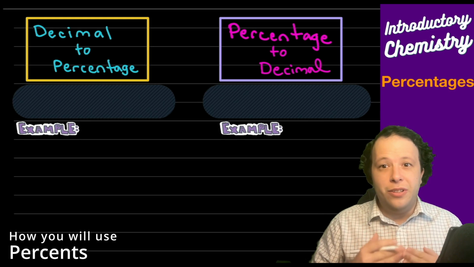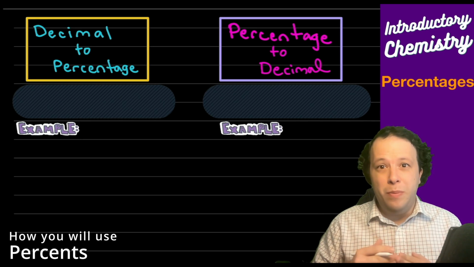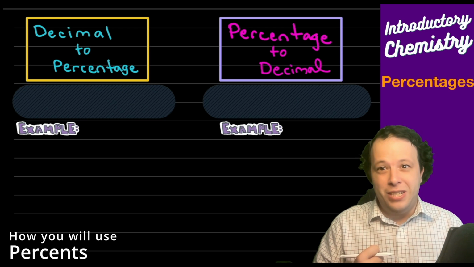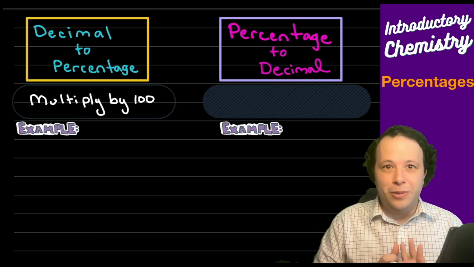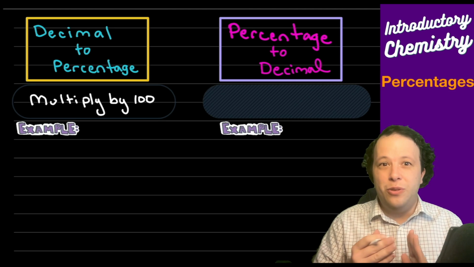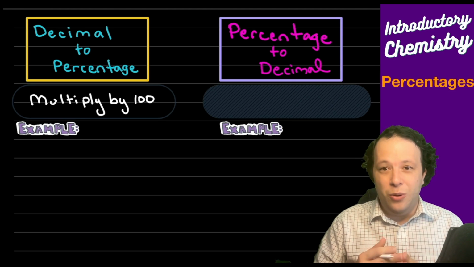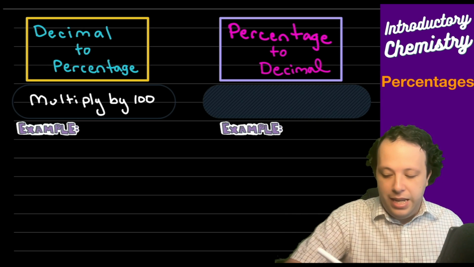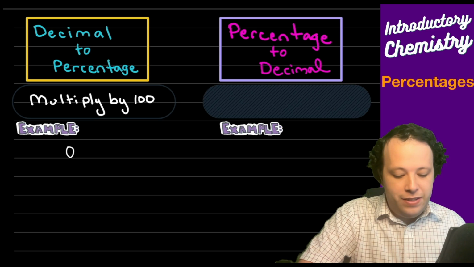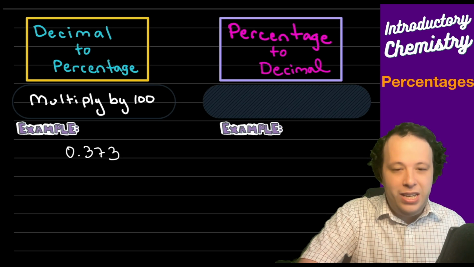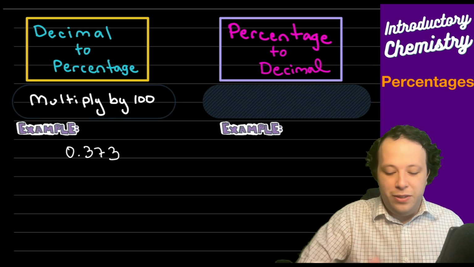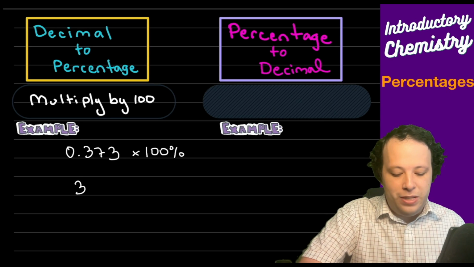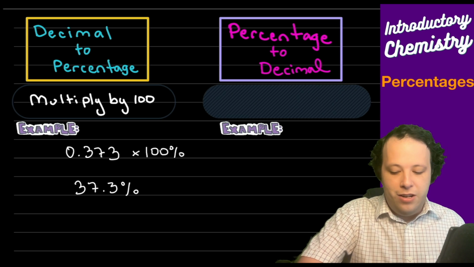Percentages are going to come at you in a couple of different ways, two main ones to be specific. One is going to be decimals to percentages. Whenever we go from a decimal to a percentage, we have to multiply it by 100 in order to get it into its percentage form. So for example, if I have 0.373 as a decimal, all we have to do is remember to multiply that by 100, and that will show us that we have 37.3%.